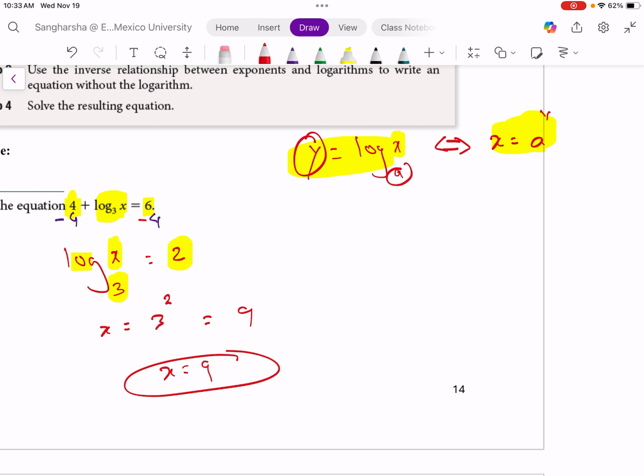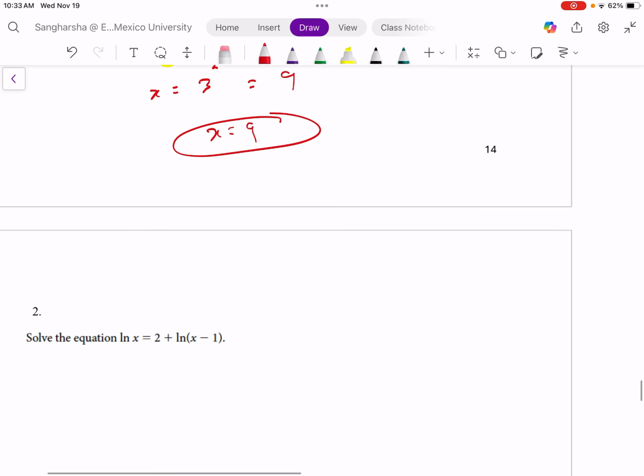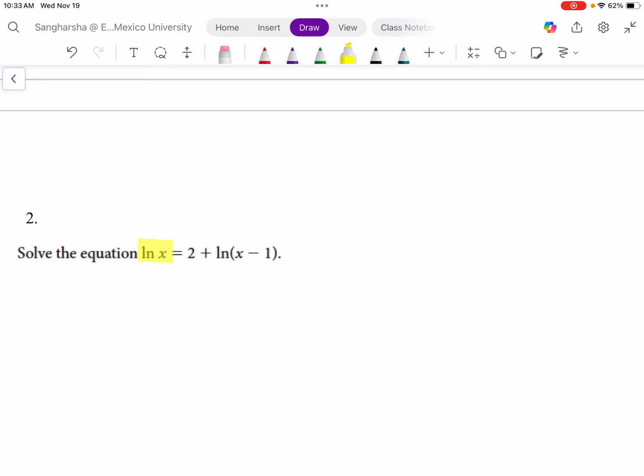Okay, next here we have this equation. What type of equation is this? This is also a log equation. How many log expressions do we have? Here we have ln of x and ln of x minus 1. We have 2 log expressions, and we have this 2 as a constant. So let's collect every log expression on one side and the constant on the other side.